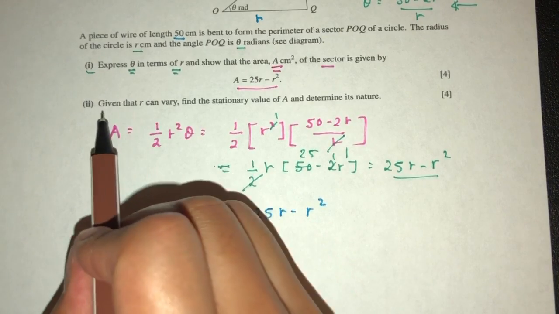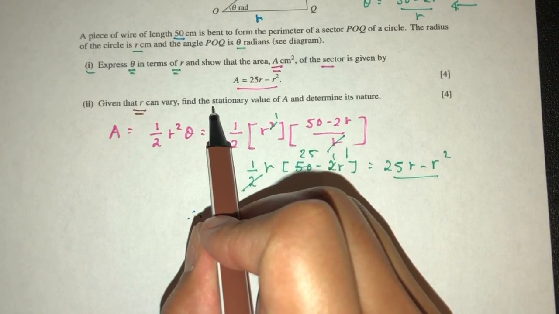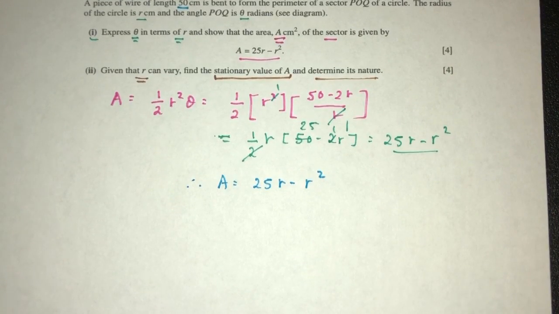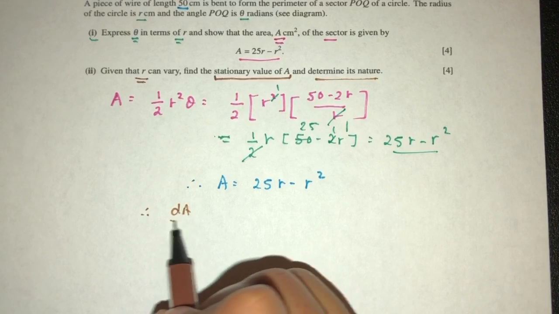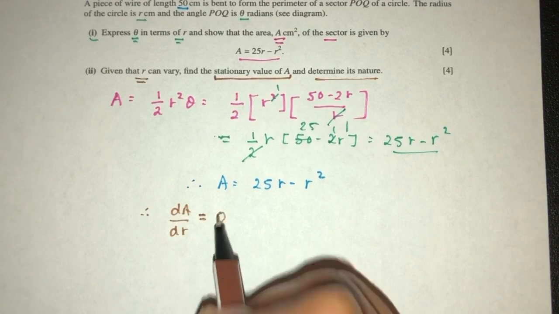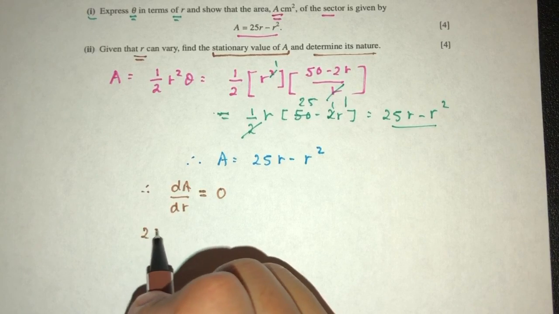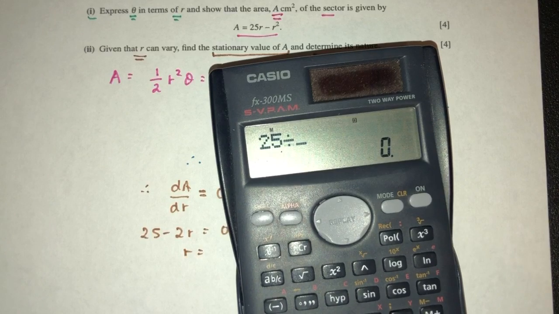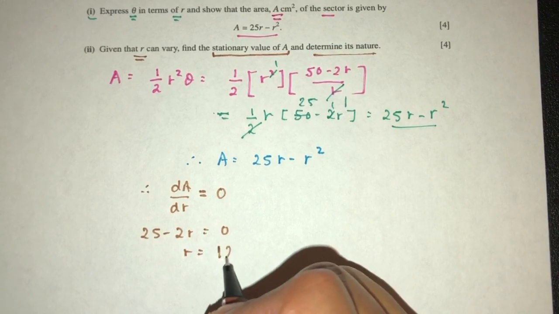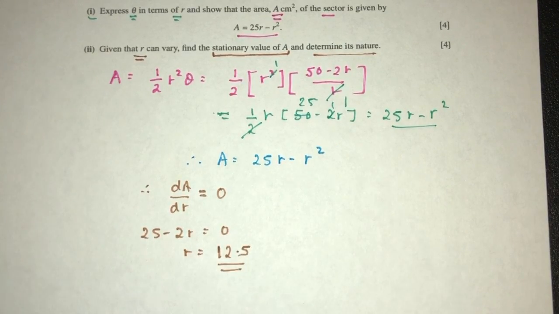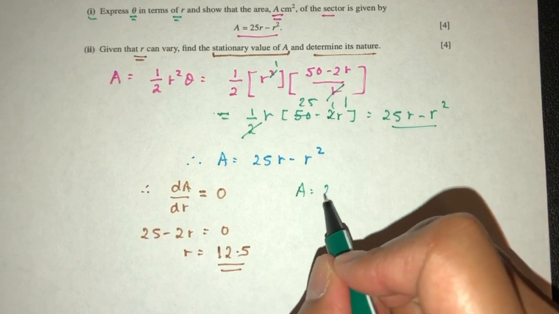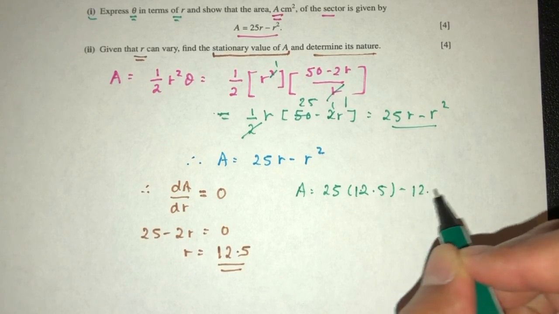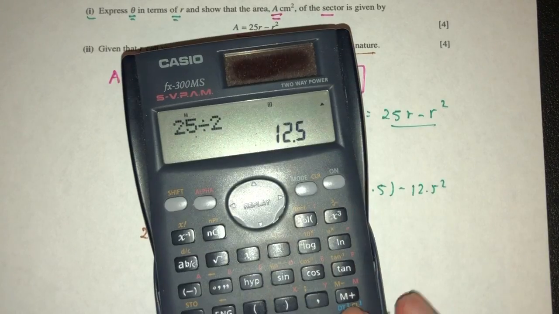Now part 2, given that R can vary, we have to find the stationary value of A and find its nature. So pretty easy to find the stationary value. What do we do? We take dA/dR equal to 0. So let's first find this. That will be 25 minus 2R has to be 0. R has to be 25 divided by 2. That should be 12.5. Now let's replace back in A to find that value. 25 times 12.5 minus 12.5 square. Let's see what we get.